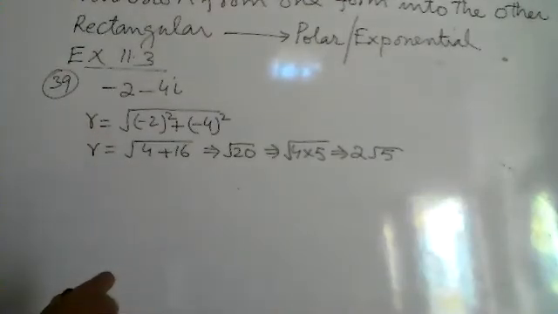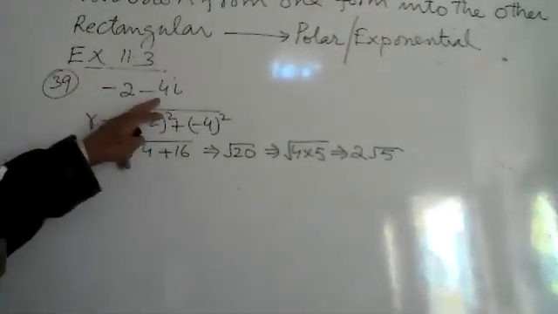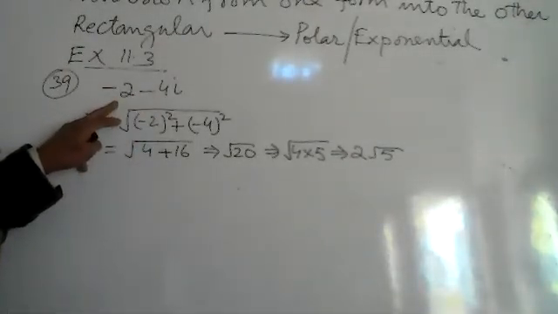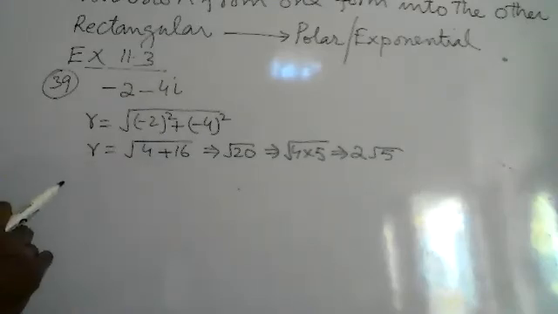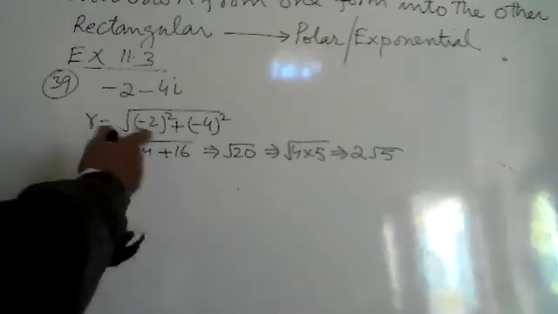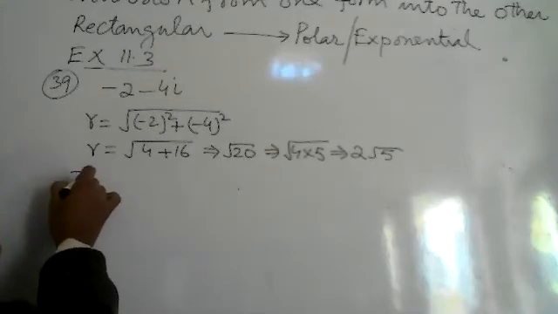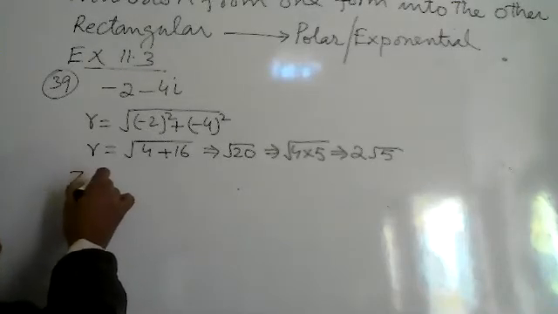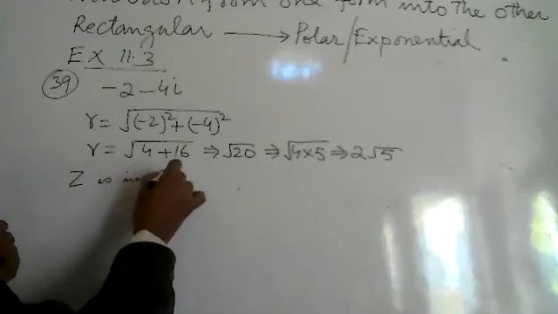Now we'll find theta. Both the real part as well as the imaginary part are negative. When both are negative, it means z is in the third quadrant.